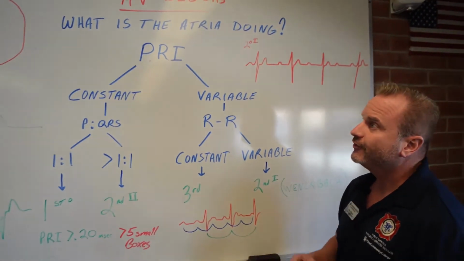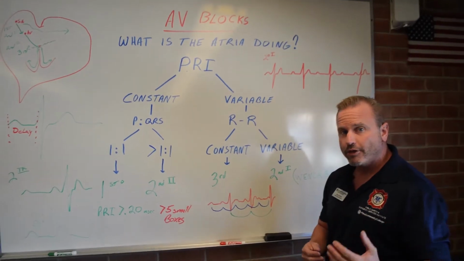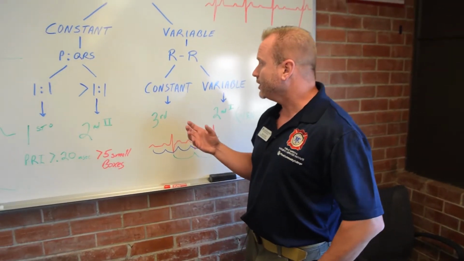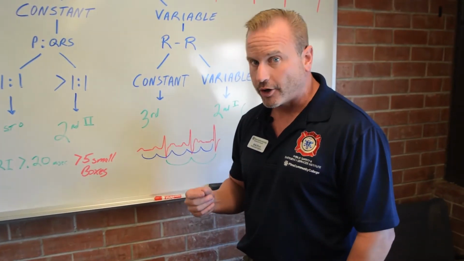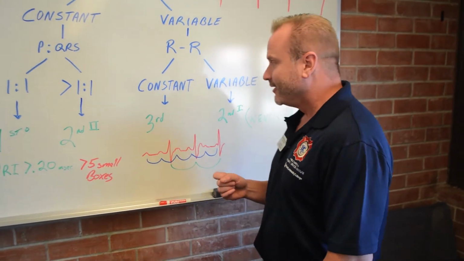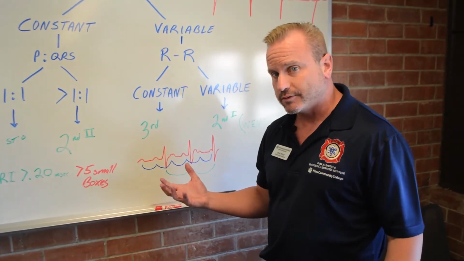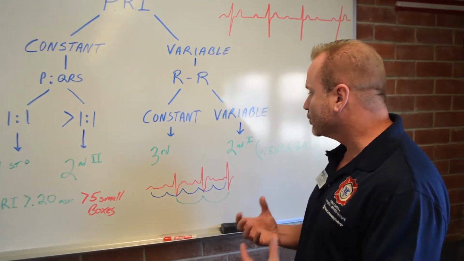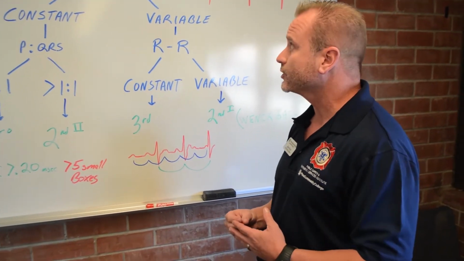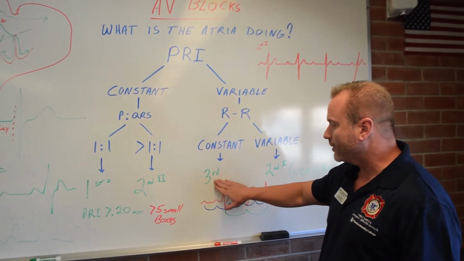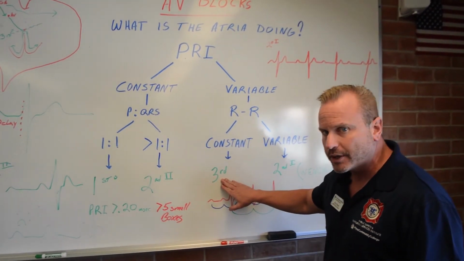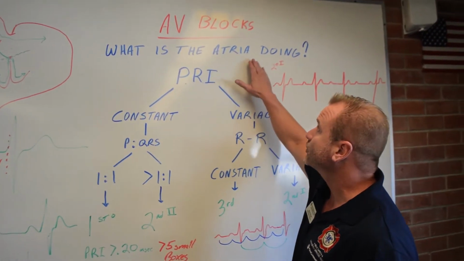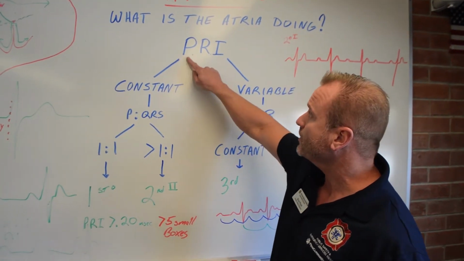All right, guys, so finishing up our blocks, we're now on third degree AV block, also known as complete heart block. That doesn't sound good. All right, but believe it or not, some people live in these blocks. So how are we going to decipher this one? In my opinion, this is one of the easiest ones to ever memorize, okay? Once again, we're talking about a block. We go right back to the fundamentals. What is the atria doing? Okay, so what is my PRI?